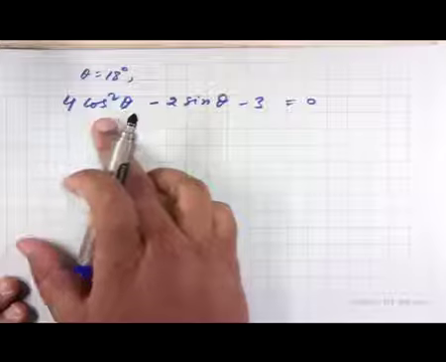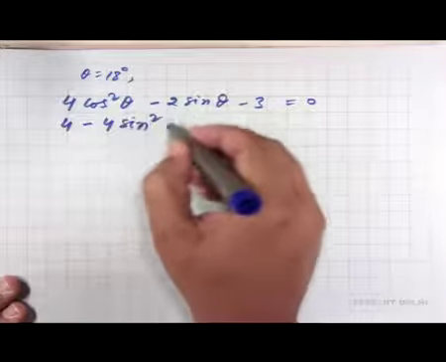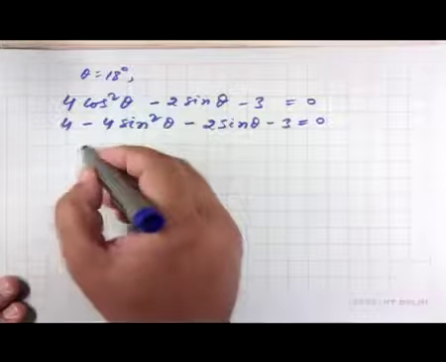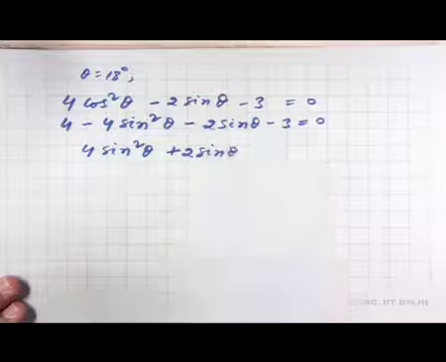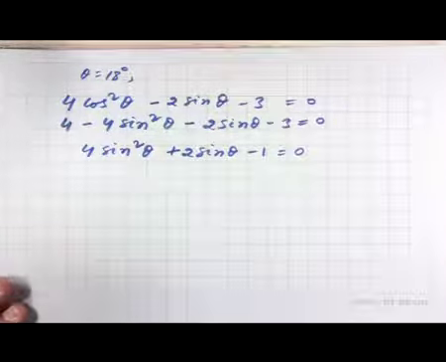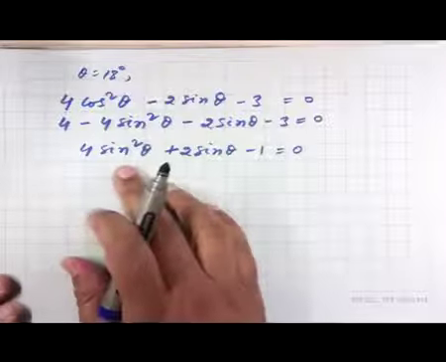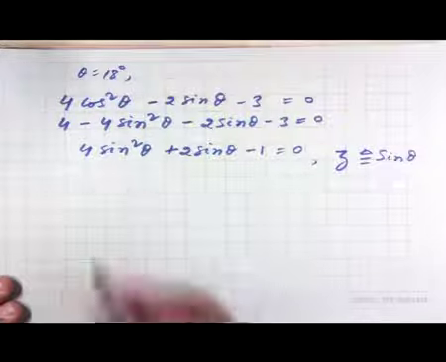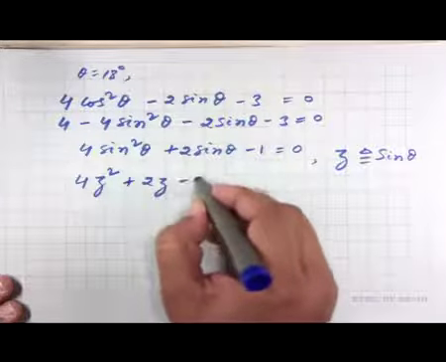But we know that cos square theta is equal to 1 minus sin square theta. So, using that we get 4 minus 4 sin square theta minus 2 sin theta minus 3 equals 0, and well, taking it to the other side, that can be written as 4 sin square theta plus 2 sin theta minus 1 equals 0. So, theta equal to 18 degrees satisfies this equation. Now, the left hand side here is a quadratic polynomial in sin theta. So, let us say that we define z to be sin theta. So, what we get is 4 z square plus 2 z minus 1 equals 0.